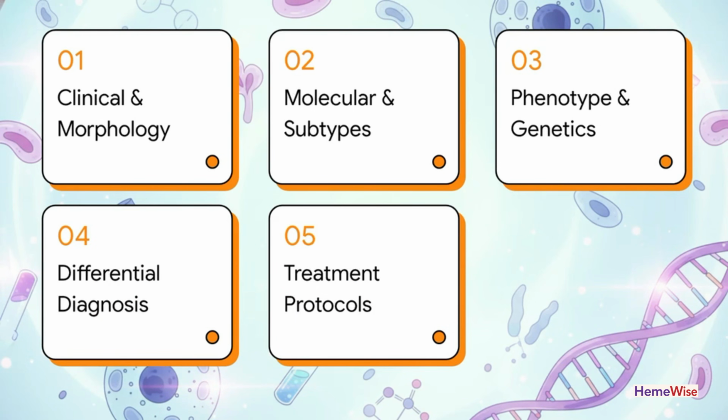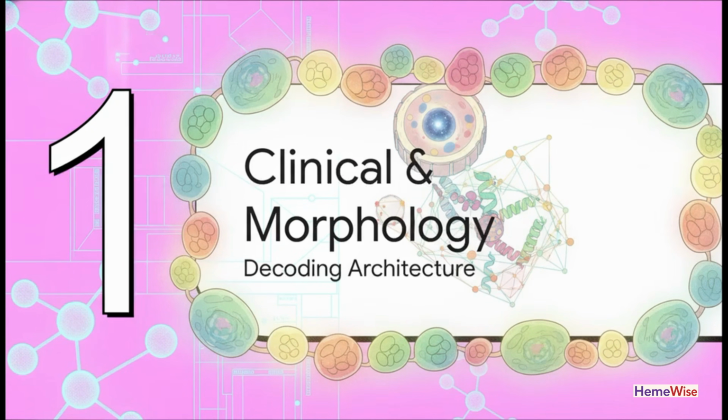Here's how we're going to tackle this explainer. We'll start with the macro view, clinical presentation, and morphology, then zoom way down into the molecular biology, WHO subtypes, and that all-important immunophenotype and genetics. After that, we'll navigate the differential diagnoses to make sure we aren't getting fooled. And finally, zoom back out to tackle the clinical emergency, tumor lysis and treatment. All right, let's jump straight into step 1, decoding the tissue architecture.